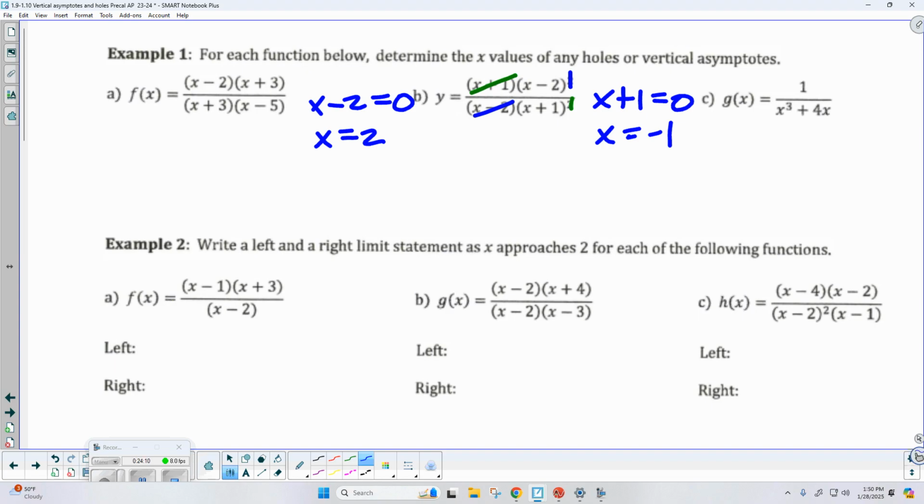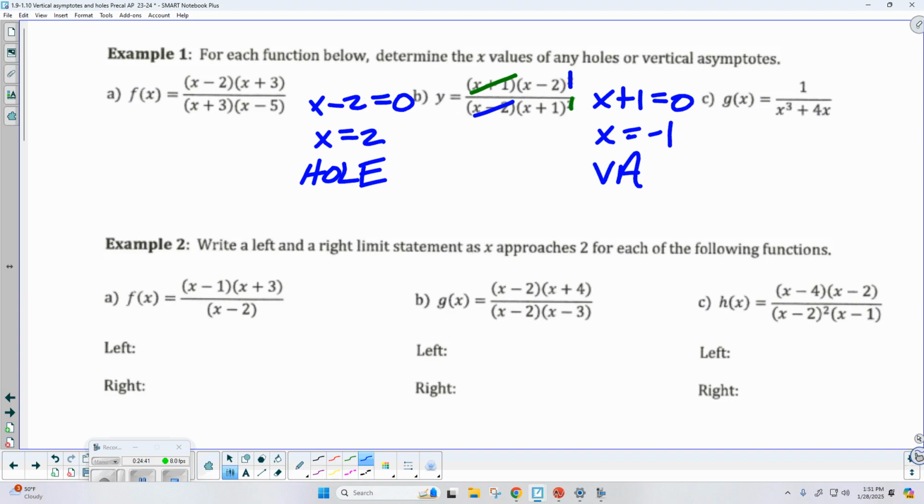Now, we'll go ahead and identify these, and then we'll come back and talk about the why. What about x equals 2? Is that a hole or a vertical asymptote? Can only be one. Okay, that is a hole. Okay. Let's see here. Alexandra, what about x equals -1? Hole or vertical asymptote? It's a vertical asymptote.